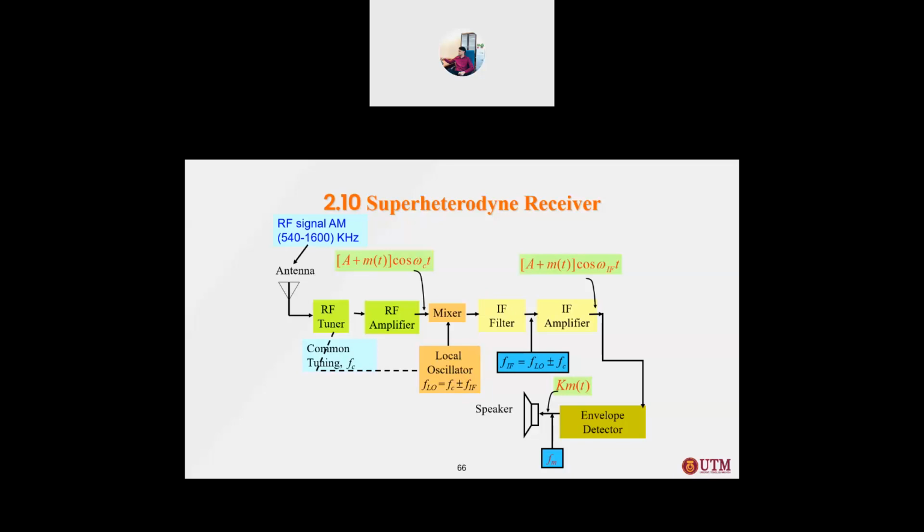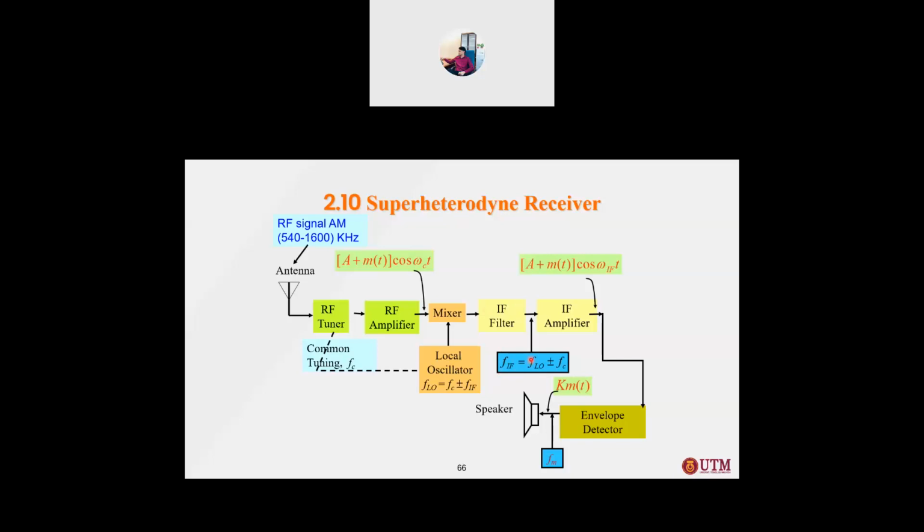So we will look at the table later, which you already went through last week. So what is a heterodyne? Heterodyne is actually a mixing of frequency in a non-linear device to produce a new frequency. That is the concept of heterodyne, a mixing of frequency in a non-linear device to produce a new frequency.